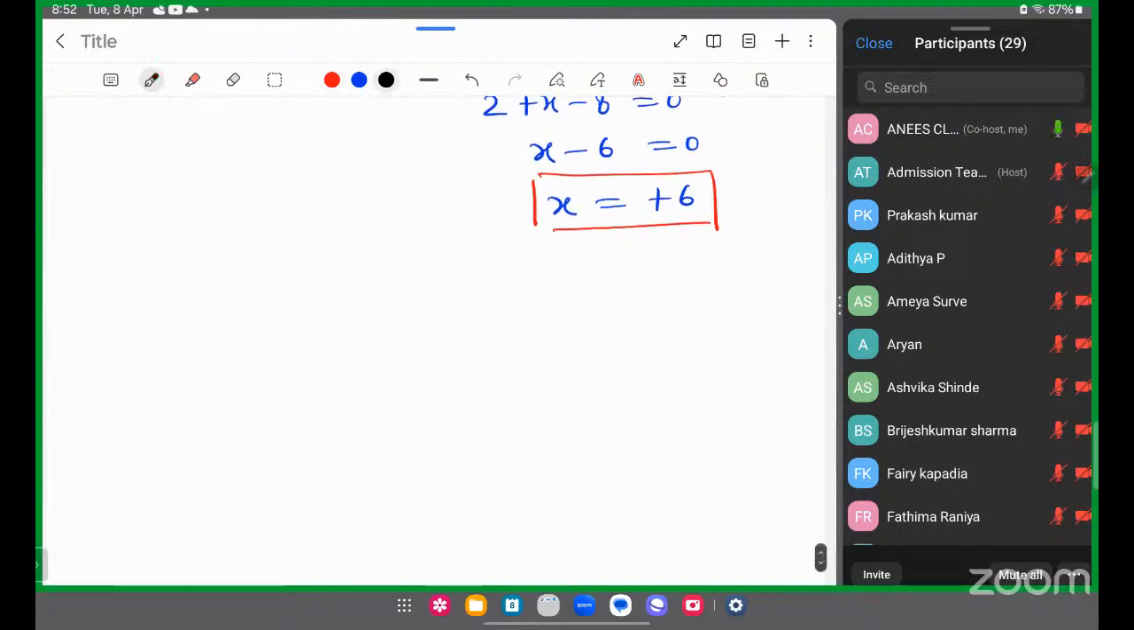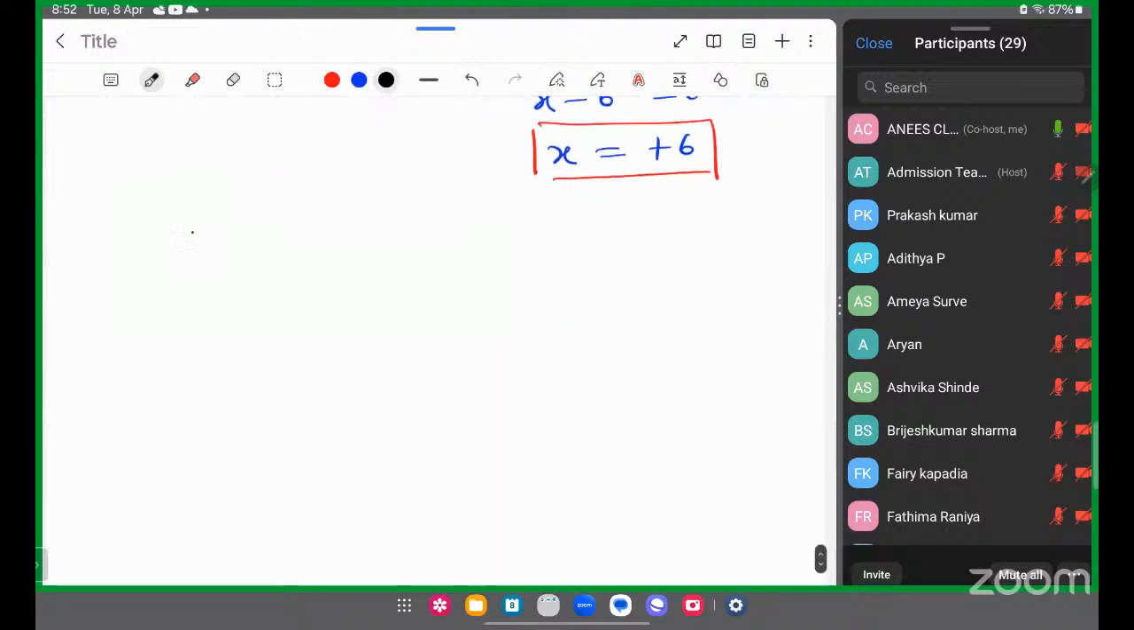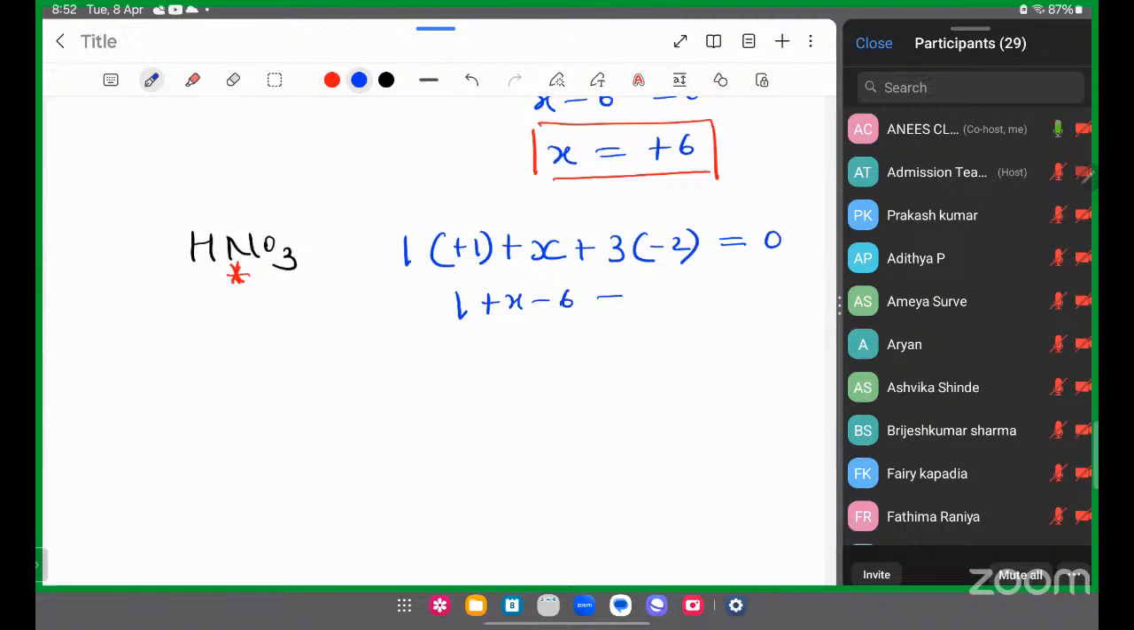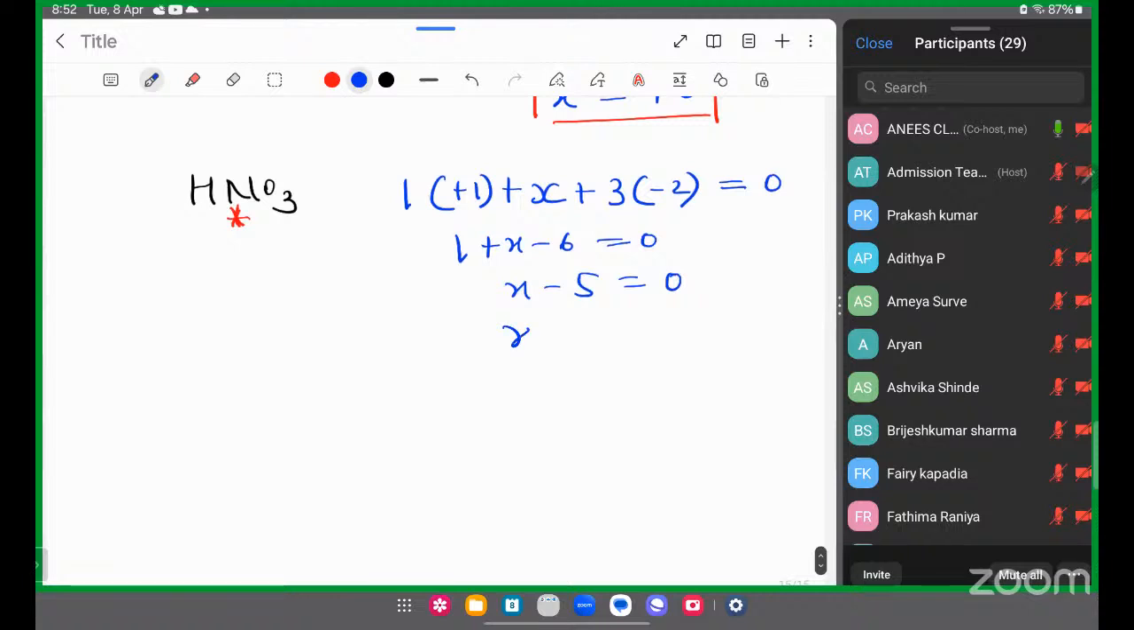Let's say we have another acid, HNO3. What will be the oxidation number of the nitrogen atom in it? So we have one hydrogen atom with oxidation number +1. For nitrogen, we have to calculate X, plus 3 into, for the oxygen atom, -2, equals the net charge on HNO3, which is 0. So this will be 1 plus X minus 6 equals 0. X minus 5 equals 0. And X will be +5. Again, +5.